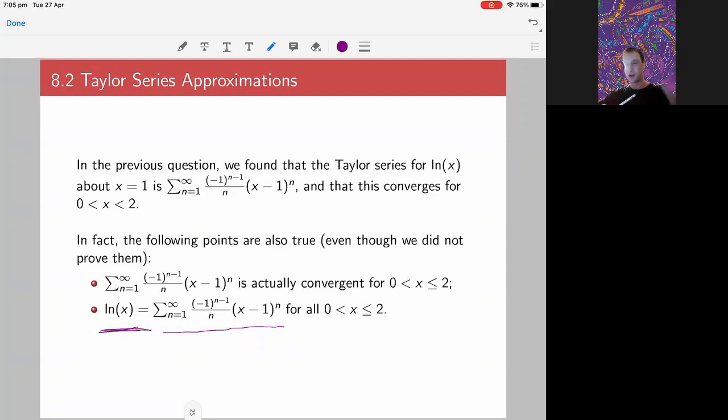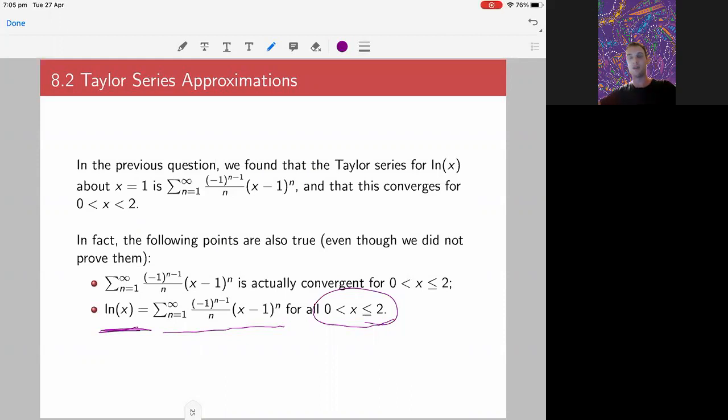And this is because it turns out that the natural logarithm is one of those suitably well-behaved functions. So the natural logarithm does actually equal this infinite sum, at least if we're looking at values of x strictly between 0 and 2, but we do allow x equals 2 as well. So these are things to keep in mind. These are all true things, but proving it is a bit beyond what we'll do in this course. We're just assuming all of our functions are suitably well behaved.